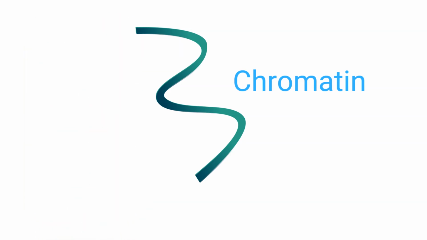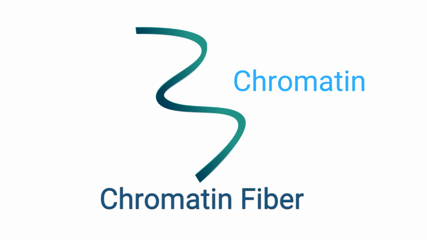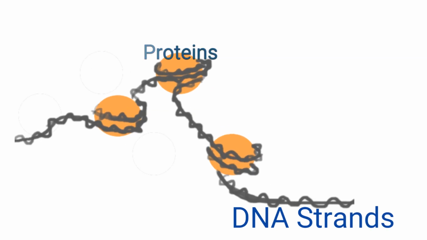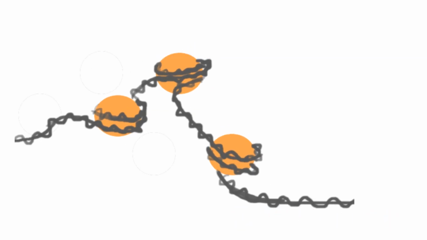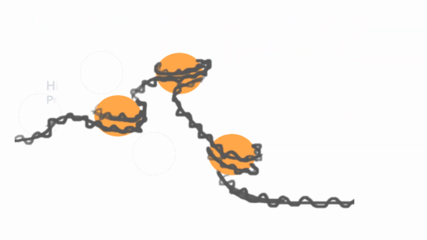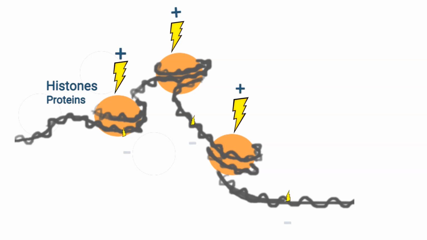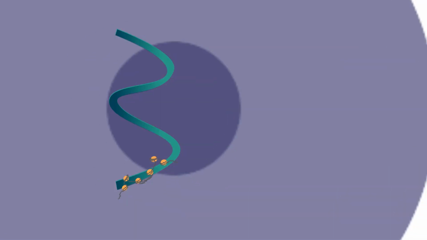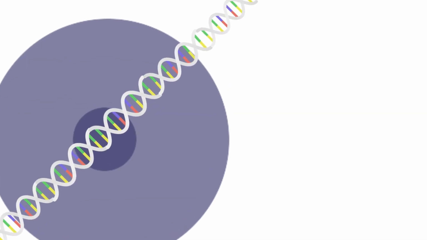Chromatin is made of a thread-like chromatin fiber. The thread is made up of DNA strands surrounding a protein. This section of DNA around the proteins are called nucleosomes. These proteins are called histones. Histones are positively charged and are attracted to the negatively charged DNA, which allows the DNA to wrap around it. The wrapping around of histones is what allows DNA to become chromatin and fit inside the cell's nucleus. Without histones, the DNA would be too large.